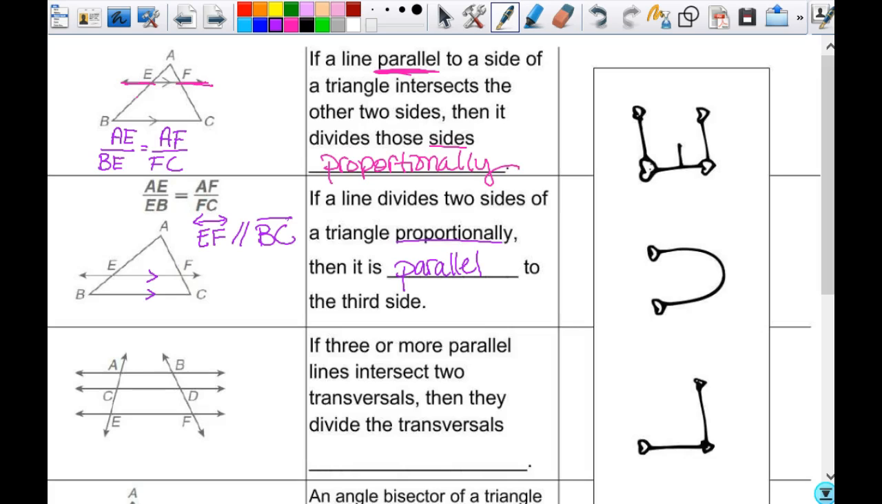Any questions? No. Wait, what? Where did I lose you? Because that's what's in the picture. I could have said line segment EF and line segment BC, but we're talking about a line and then a side of a triangle, so I just used it. But whether we talked about the line segment, either way, doesn't matter.